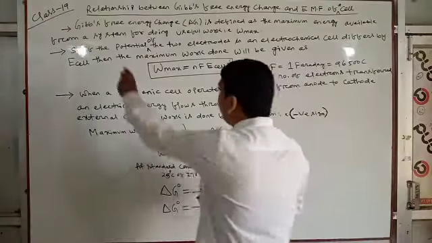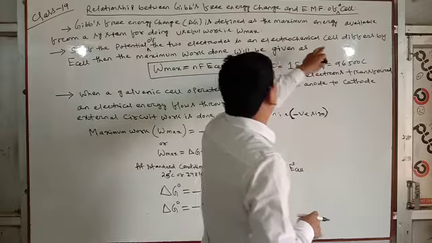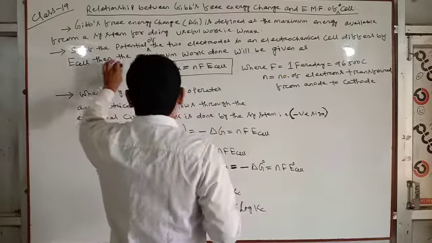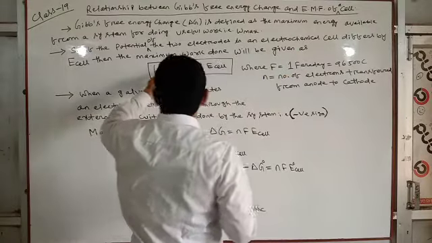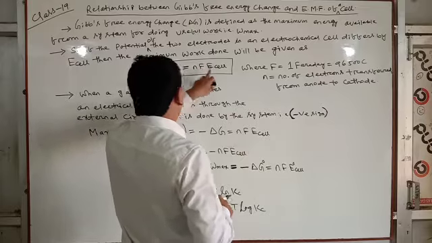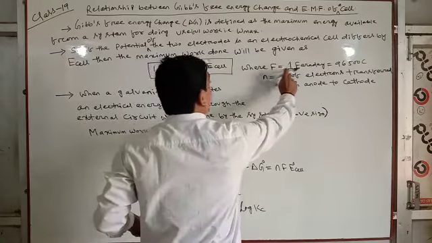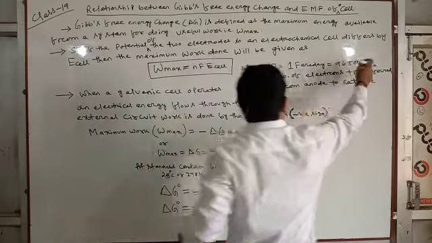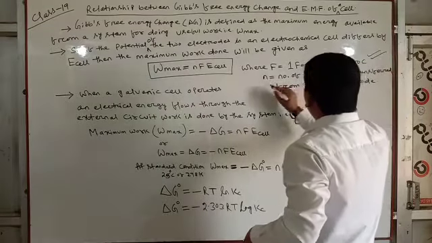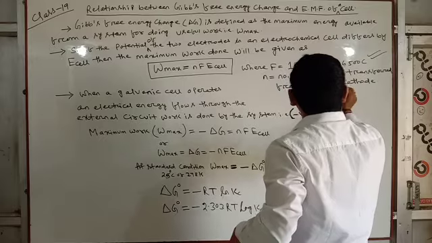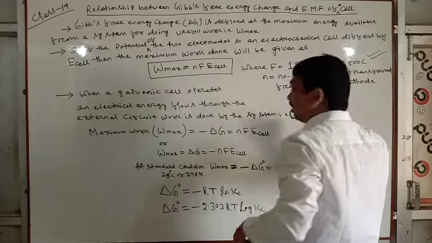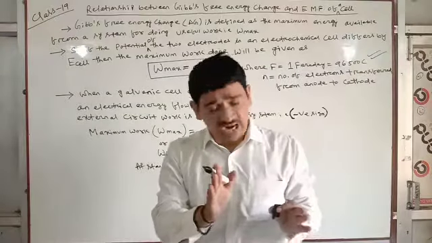Clear? So if the potential of the two electrodes in an electrochemical cell differs by E cell, then the maximum work done will be given by W max equal to nF E cell. E cell is the EMF of the cell. F is 1 Faraday, which equals 96500 coulomb. Then n, what is n? The number of electrons transferred from anode to cathode.